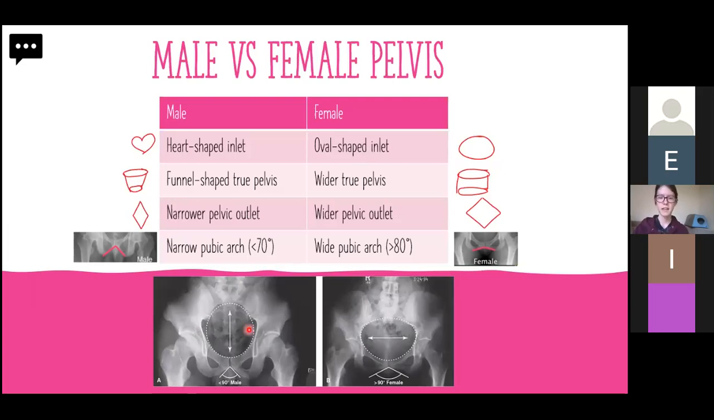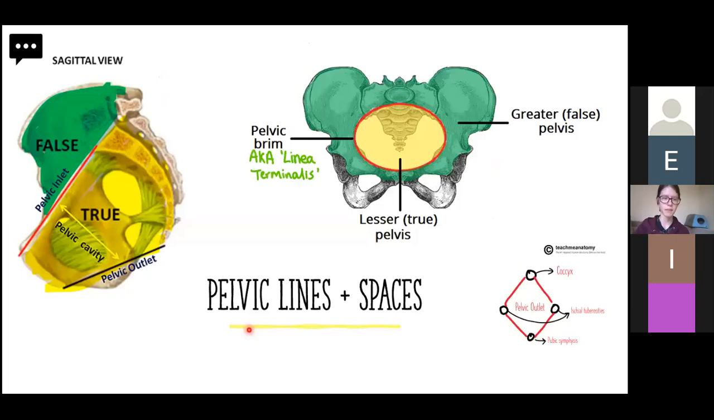All right. Pelvic lines and spaces come up a little bit. As I was saying before, this linea terminalis is basically the landmark between the false and the true pelvis. And then you've got the pelvic outlet at the bottom, which is between the coccyx, ischial tuberosities, and the pubic symphysis there.